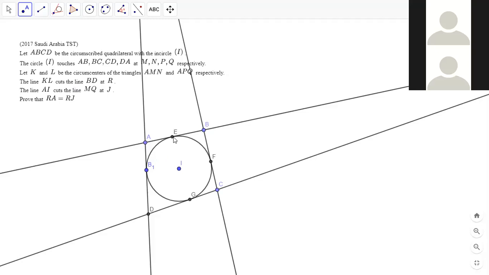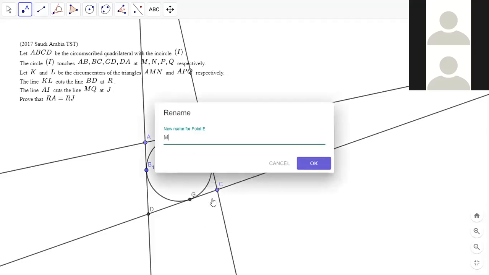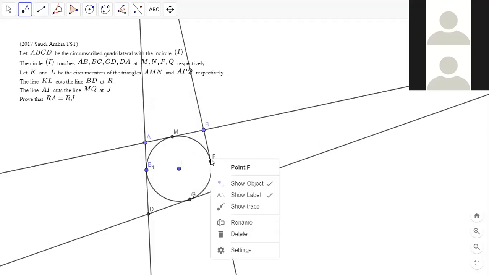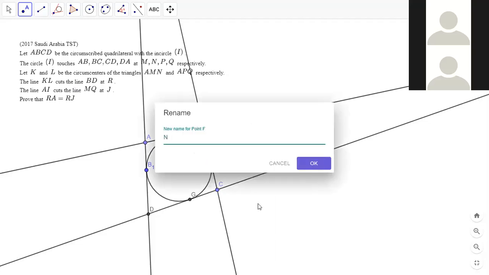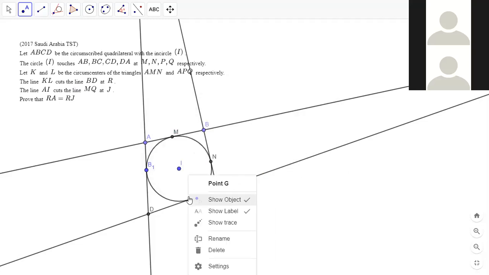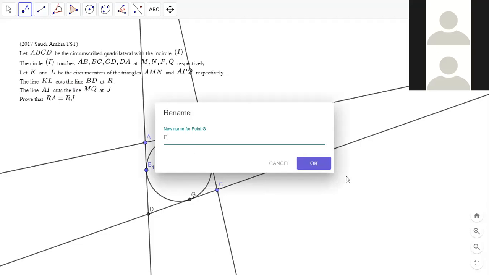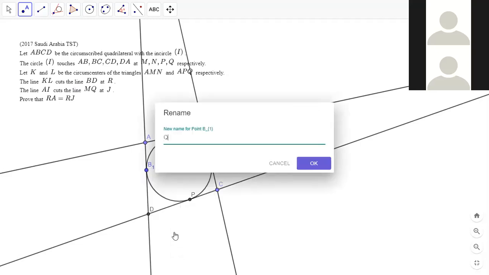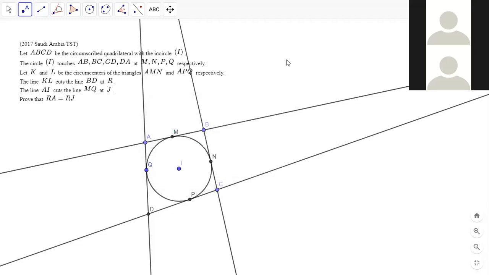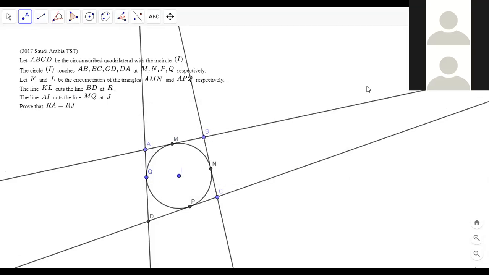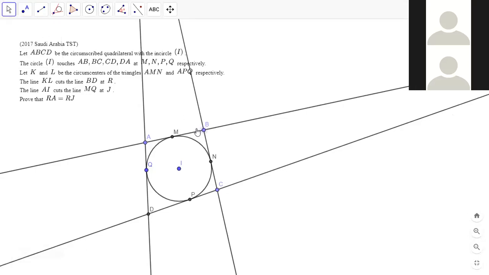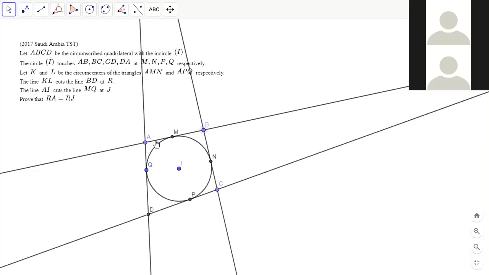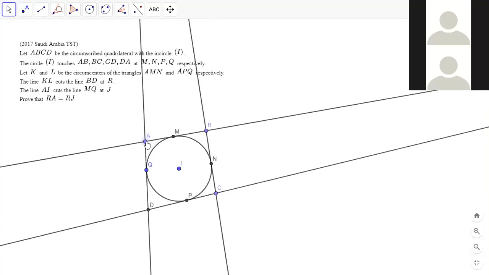Okay. So this is M, N, P, and Q. Yeah, I feel like there's not a lot of problems I've done on my channel that are circumscribed. I wish there were more because I feel like it's a whole area that is kind of missing.